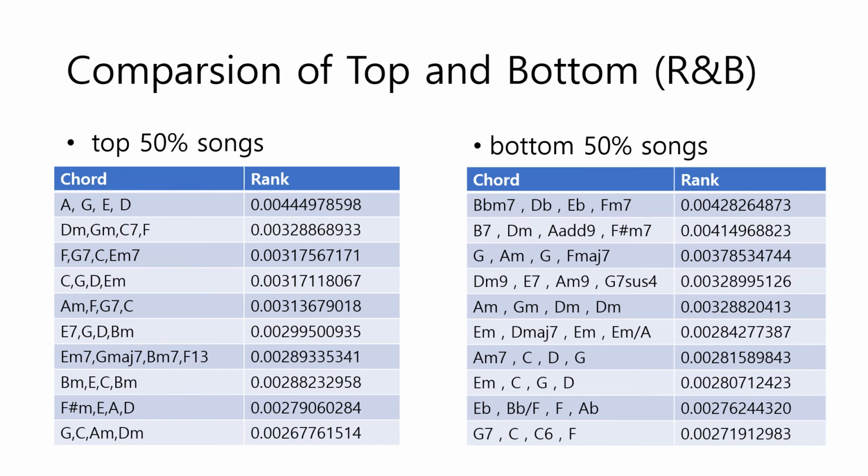We also found interesting results while analyzing R&B chord progression. We divided the dataset into two parts, and the results of applying the PageRank algorithm on the top half songs and the bottom half songs were clearly different. This indicates that the chord progression on the right side is commercially inadequate compared to the progression on the left side.